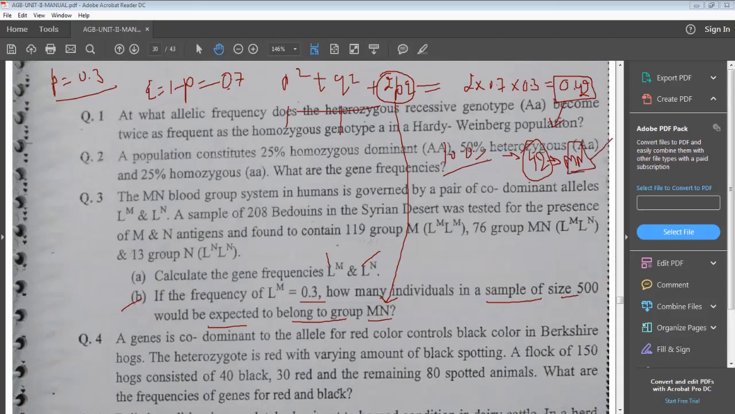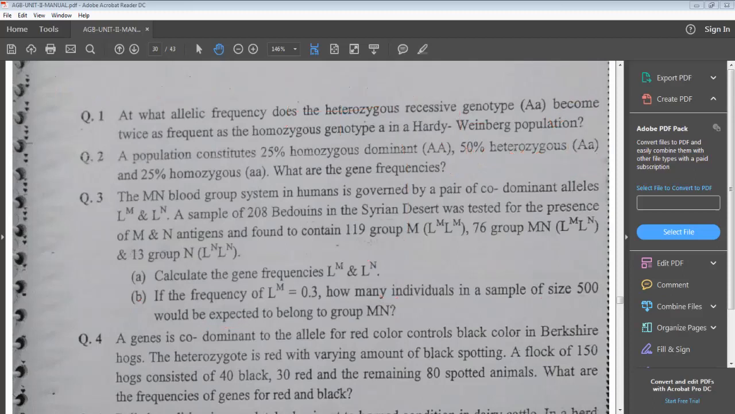Out of 100% of population, 42%, or 0.42, are the individuals which are having MN blood group. I had multiplied 100 on both sides. 1 multiplied by 100 is 100, and 0.42 multiplied by 100 is 42%. That will give us the percentage values. And from 42%, let me calculate in 100% of the population.